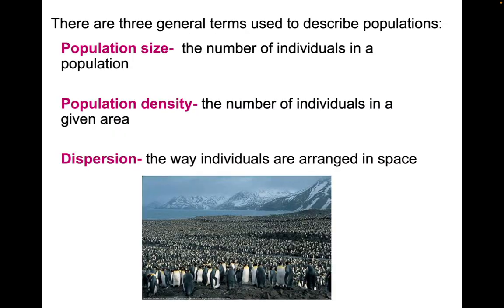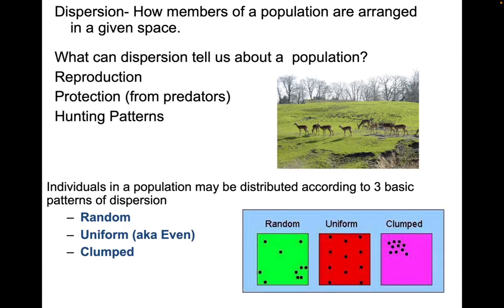There are three general terms used to describe populations. The first is population size, which is the number of individuals in a population. Population density, which is the number of individuals in a given area, and dispersion, or how those individuals are arranged within a space. Dispersion can tell us a lot about reproduction, protection from predators, and different hunting patterns.